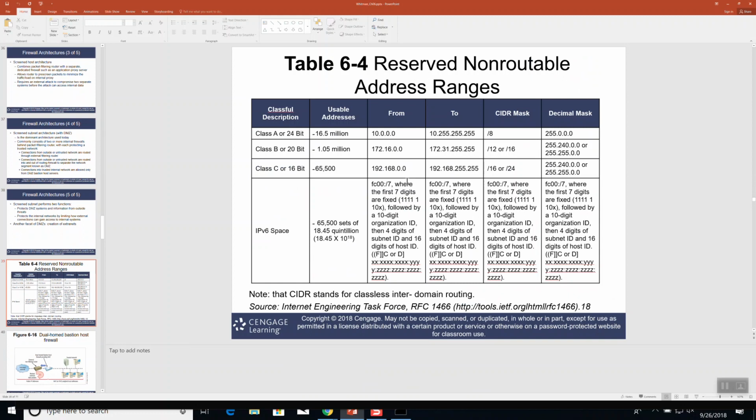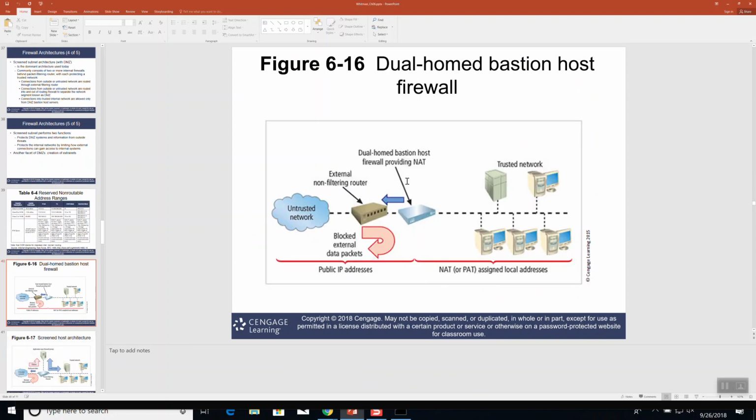Here it talks about the address ranges. Here's an example of a dual-homed bastion host firewall. You've got your untrusted network. You've got your external non-filtering router. Then you've got your dual-homed bastion host firewall, providing your network translations. Then your network.